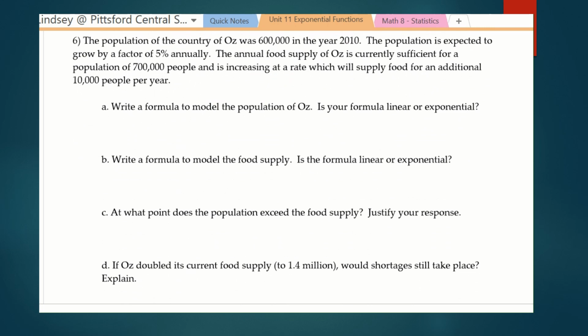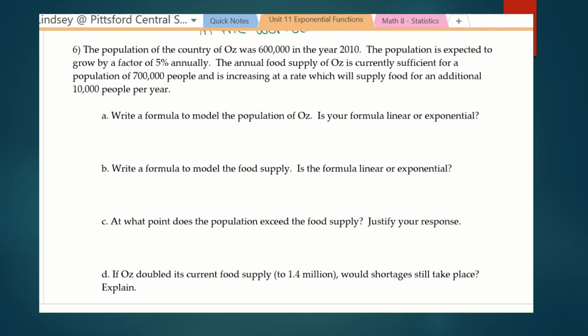Okay. Number 6, last but not least, the population of the country of Oz was 600,000 in the year 2010. The population is expected to grow by a factor of 5% annually. The annual food supply of Oz is currently sufficient for a population of 700,000 people and is increasing at a rate which will supply food for an additional 10,000 people per year. Okay, lots of information here. We have information regarding population and information regarding food supply, so we have to make sure that we keep them separated.